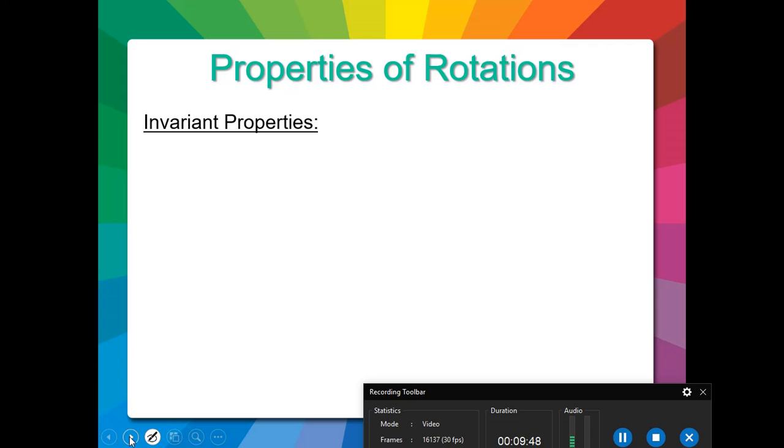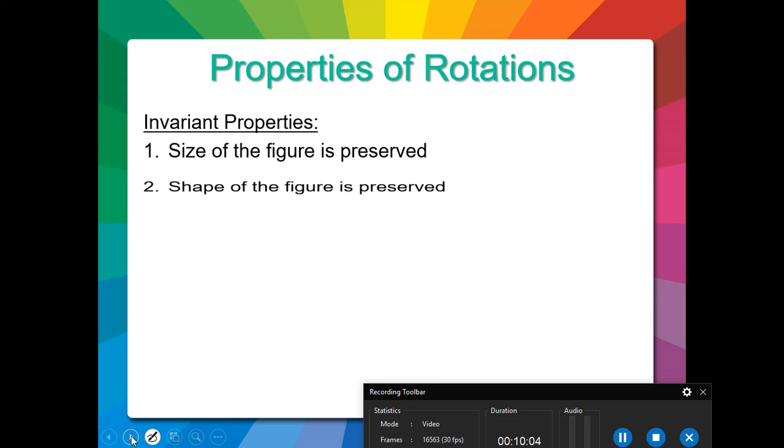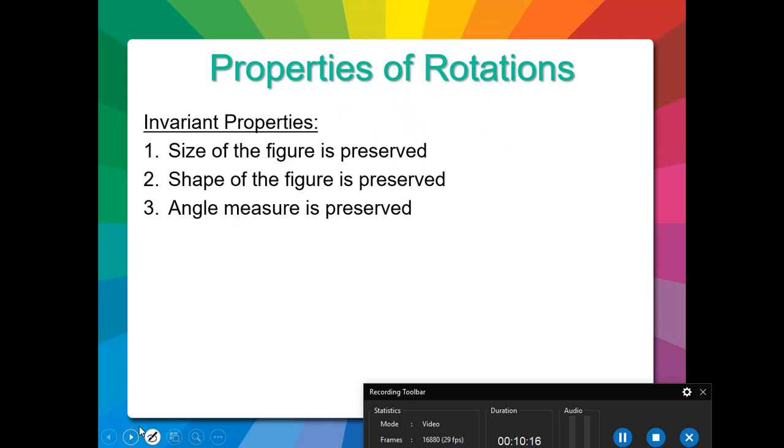So let's look at some invariant properties, things that do not change when I rotate an object. You can see from our examples that the size of the figure was preserved. I actually created an image that was identical. The shape of the figure was also preserved. That's a good indicator if I made a mistake graphing, if the shape looks different. Angle measure is preserved. We still had 4 right angles.